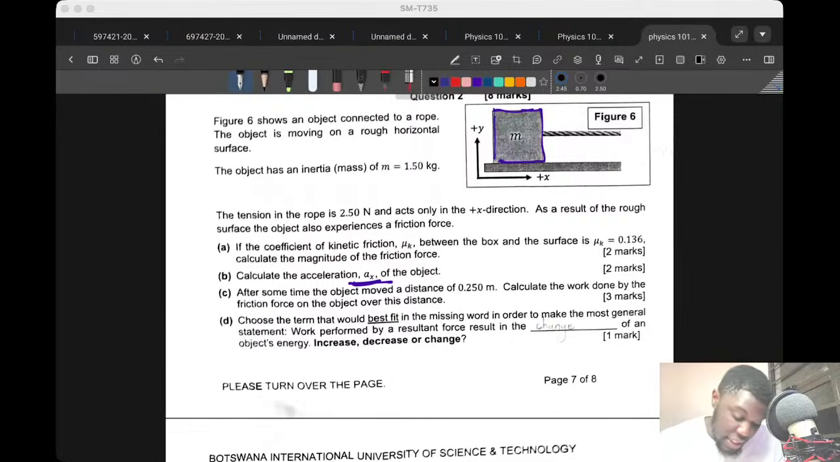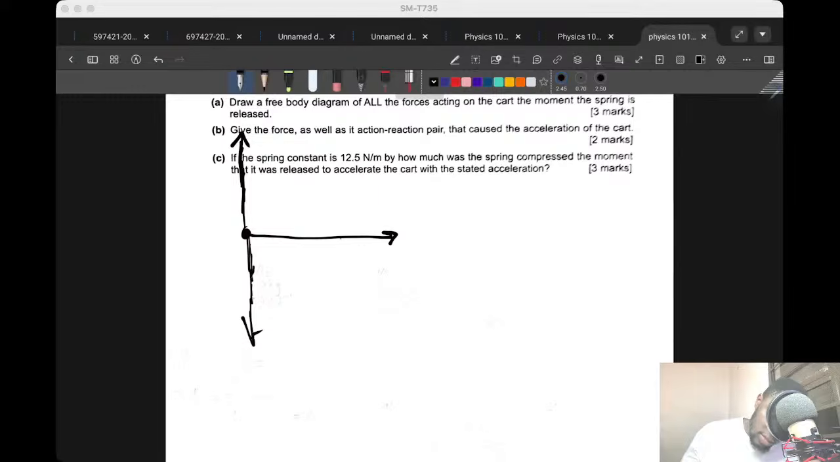So what we'll be saying is the tension is this. They told me in the x direction, if the coefficient of friction is this, calculate the magnitude of the friction force. Oh, there is friction, so there is something acting like this, and it's going to be small. It's called the force of friction. Here is going to be the weight.